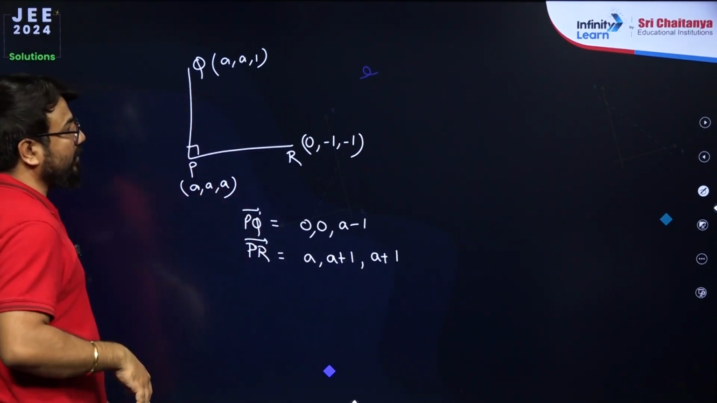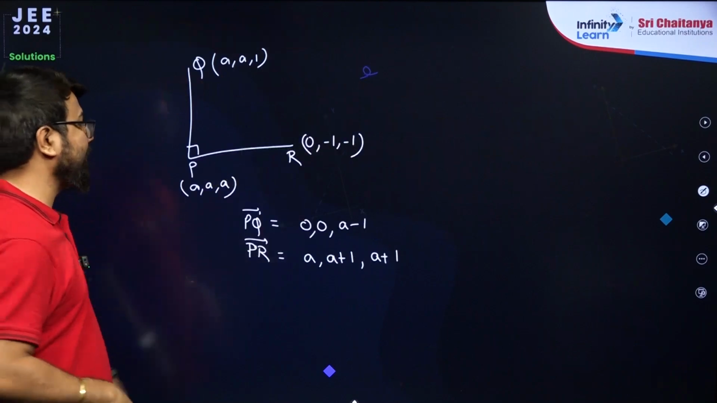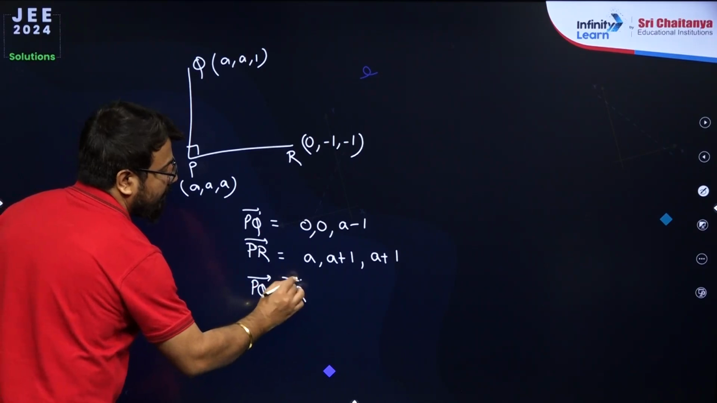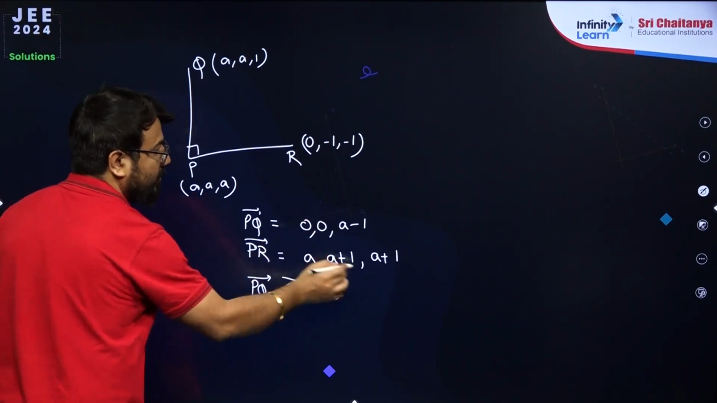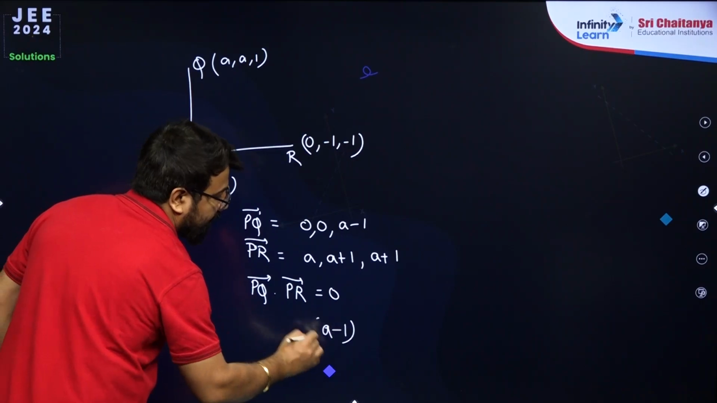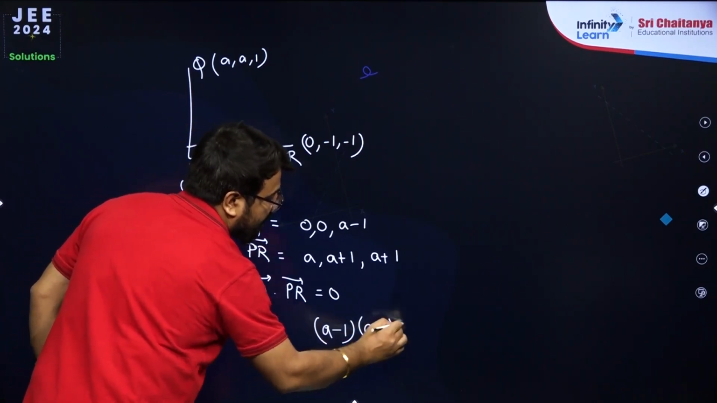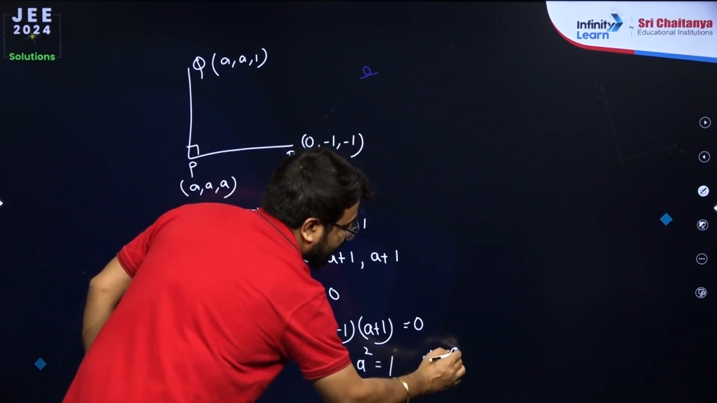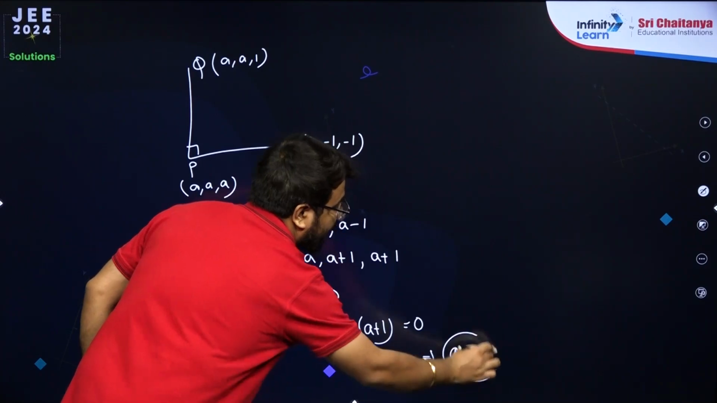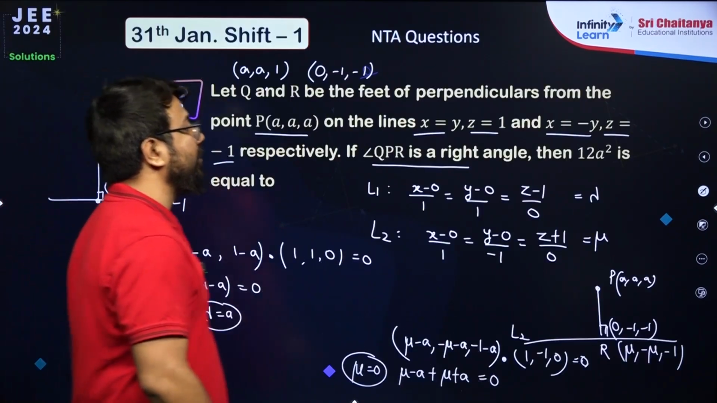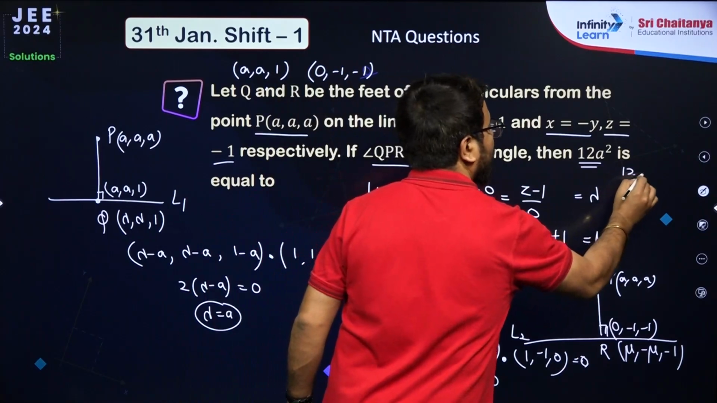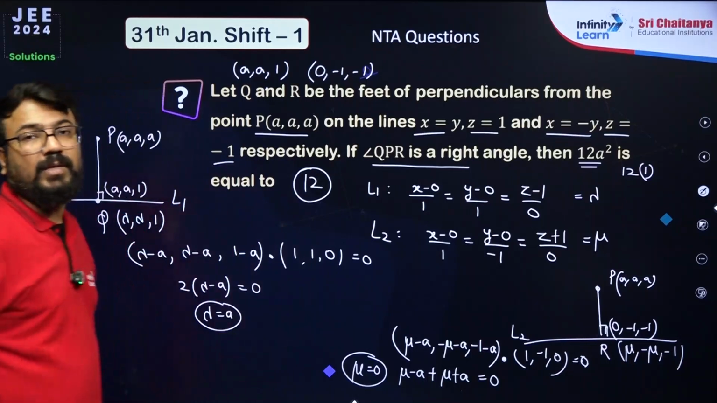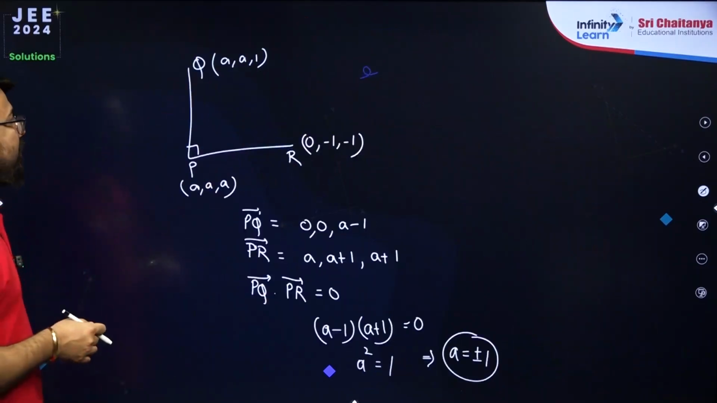Because QPR was 90 degrees, let us take the dot product. So PQ vector dot PR vector will be 0. So a into 0, this into 0, (a+1)(a-1) will be 0. a square will be equal to 1, a will be equal to plus or minus 1. What they asked in the question is the value of 12a square. So a square was 1, so the answer will be 12. So the correct answer is 12. I hope you are able to understand how we did this question.